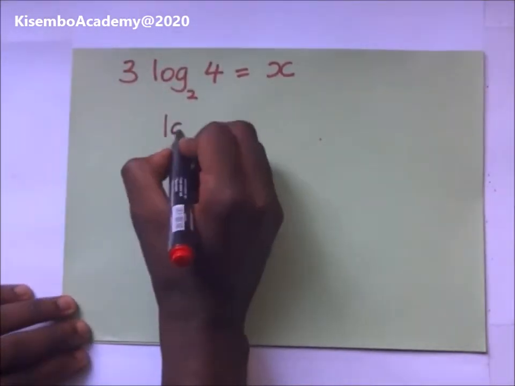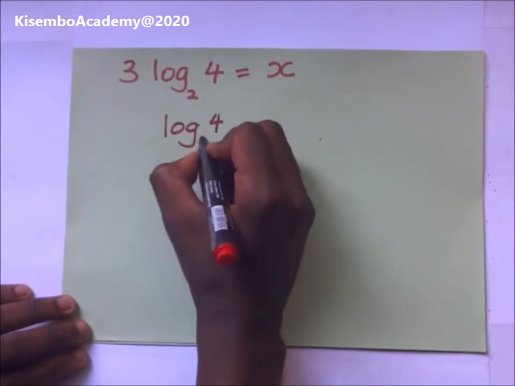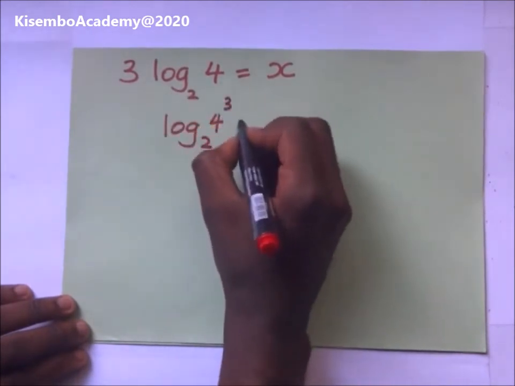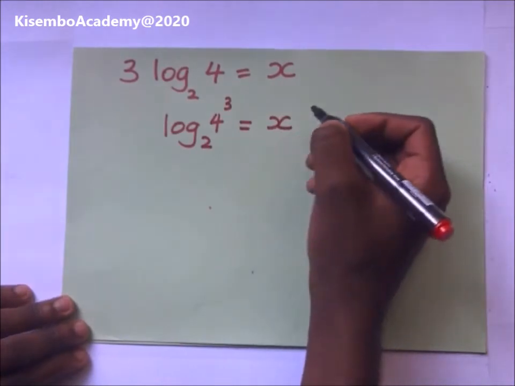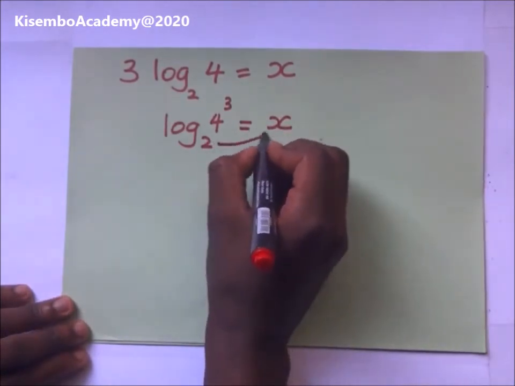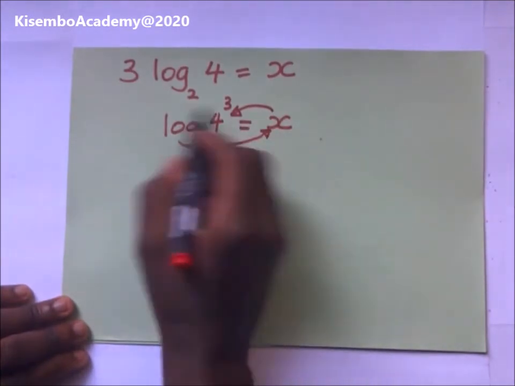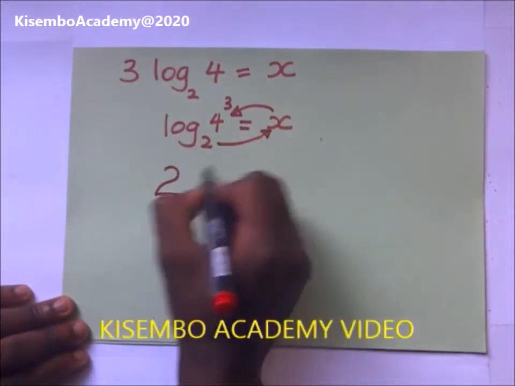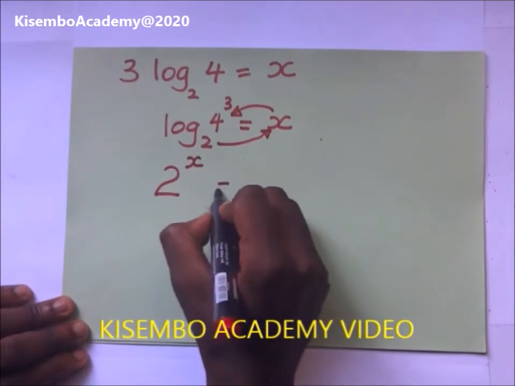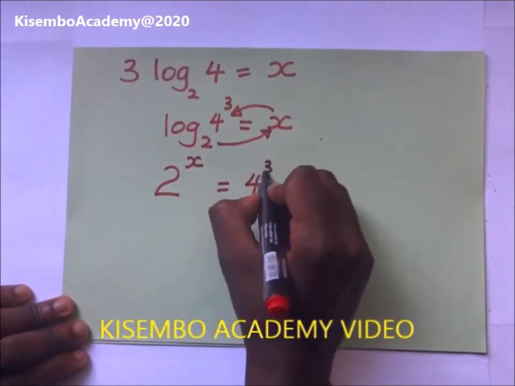So this becomes the logarithm of 4 base 2 to the power 3 is equal to x. So it means that 2 to the power x is equal to 4. Converting this log to index form, 2 to the power x is going to give us 4 to the power 3.